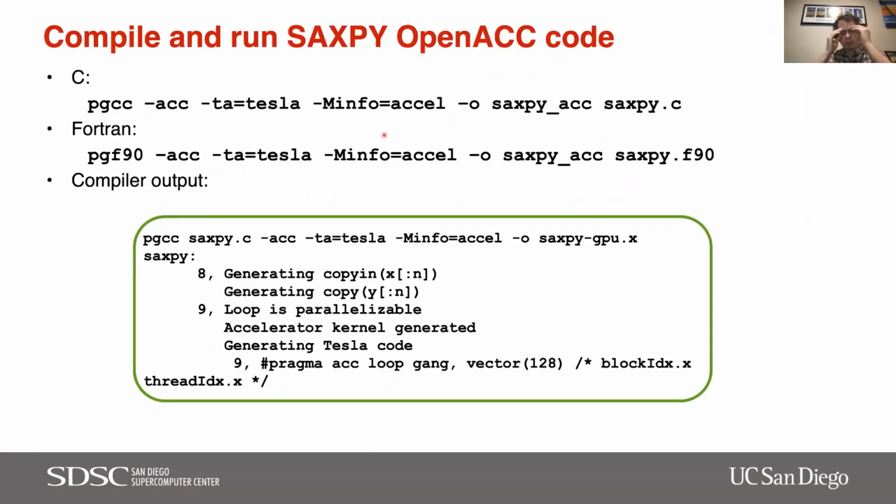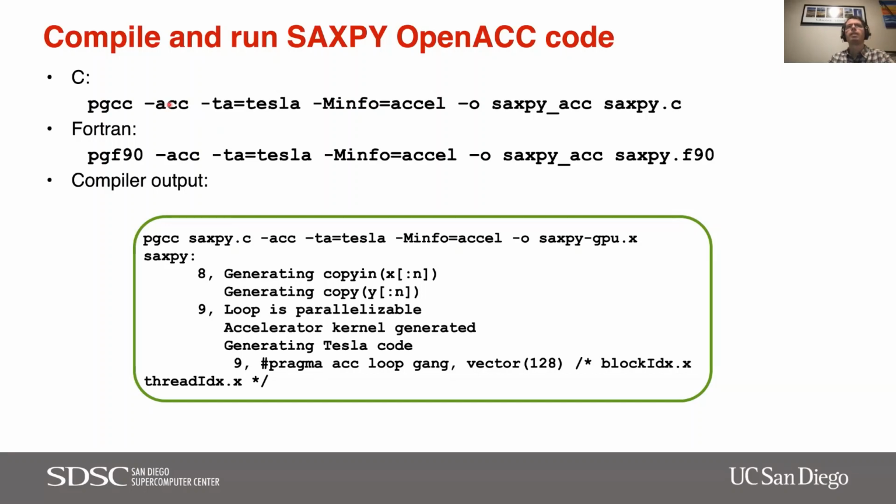If you have the Portland group compilers, so there's PGCC, which is the C compiler, PGF90 is the Fortran 90 compiler. Now, if you just use PGCC or PGF90 on the C or F90 code, without these options here, it's just going to generate the code for the CPU.